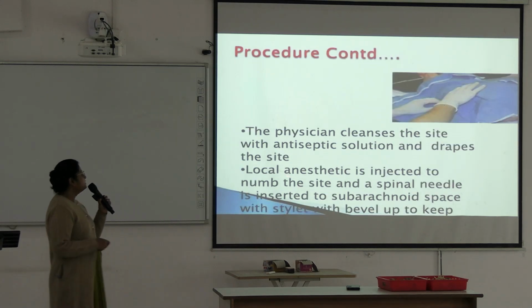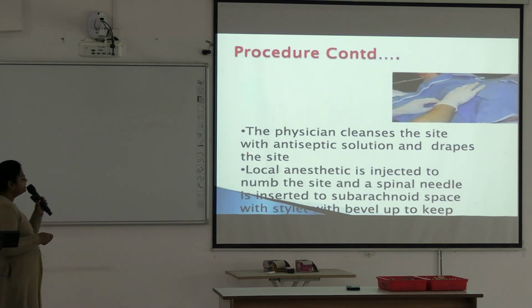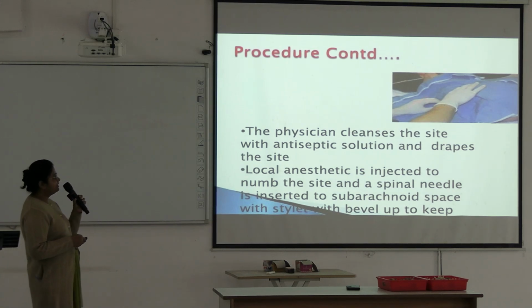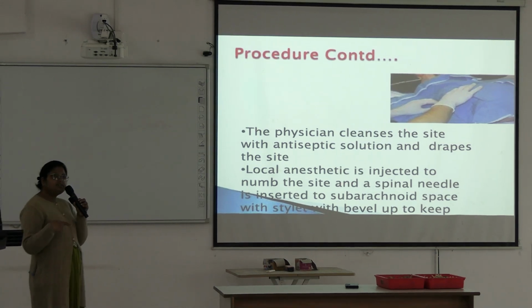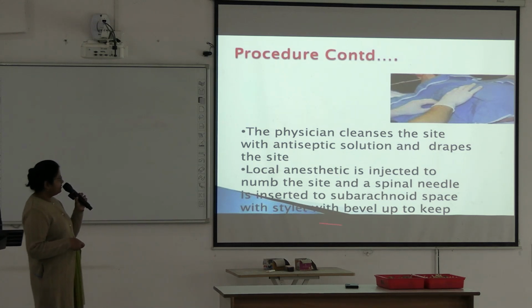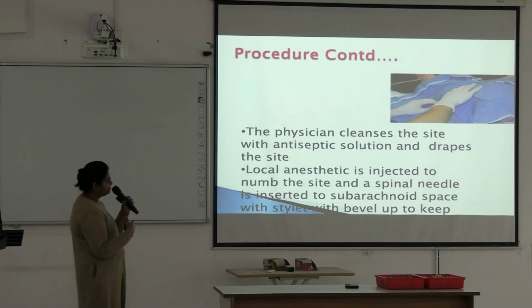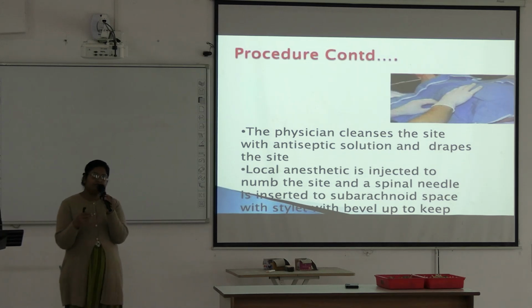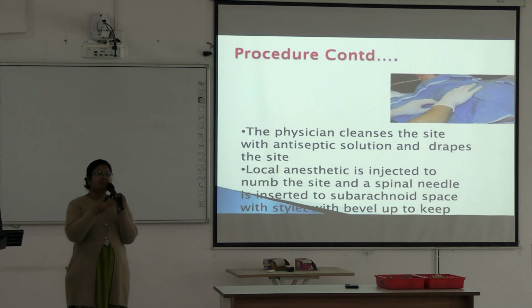Next, the physician cleans the site with antiseptic solution, povidone iodine solution, and drapes the site. Local anesthetic is injected if needed to numb the site, and a spinal needle is inserted into the subarachnoid space with the stylet, bevel up, to keep the course of the needle. After entering the subarachnoid space, you have to remove the stylet and CSF will come out through the needle.